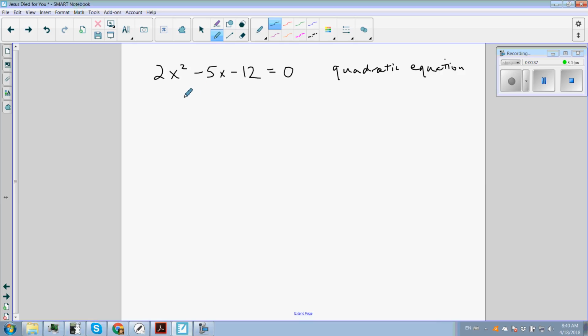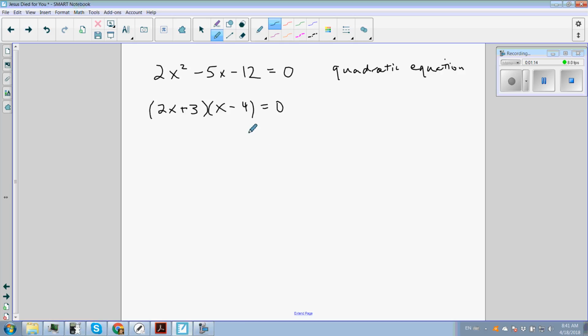If you're highly skilled at factoring, you would be able to factor the left side of this quadratic equation. You would be able to factor the expression on the left side as 2x minus 3 times x plus 4. Actually, it's backwards. It's 2x plus 3 times x minus 4, and that would equal 0.